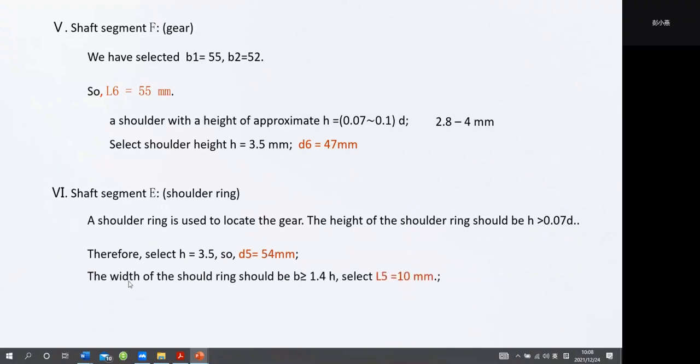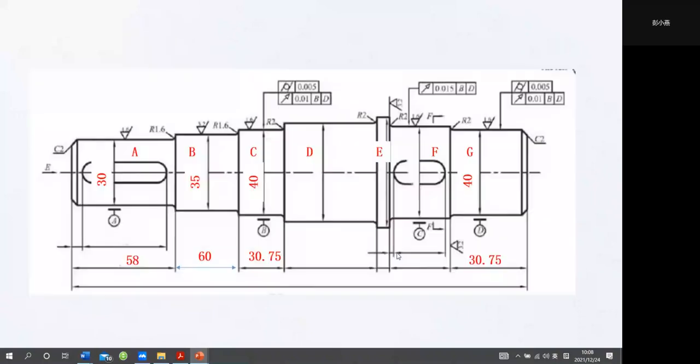Okay. And then the width of the shoulder ring should be larger than this. And here we select L5 at 10 millimeter. You also can select L5 at 8 millimeter or 9 millimeter. Okay, it's okay. And then we choose the length and diameter for segment F and segment E.